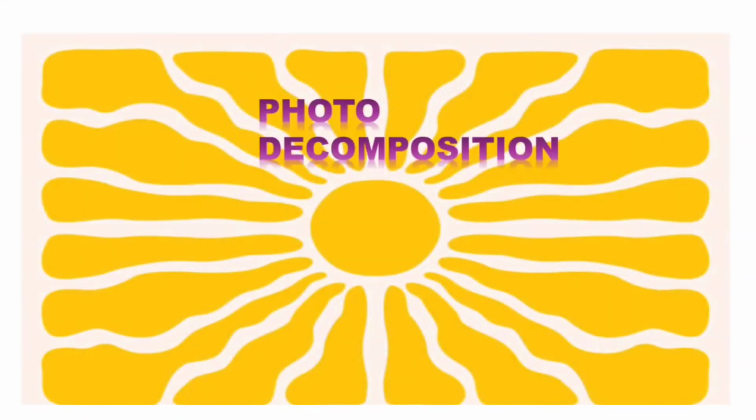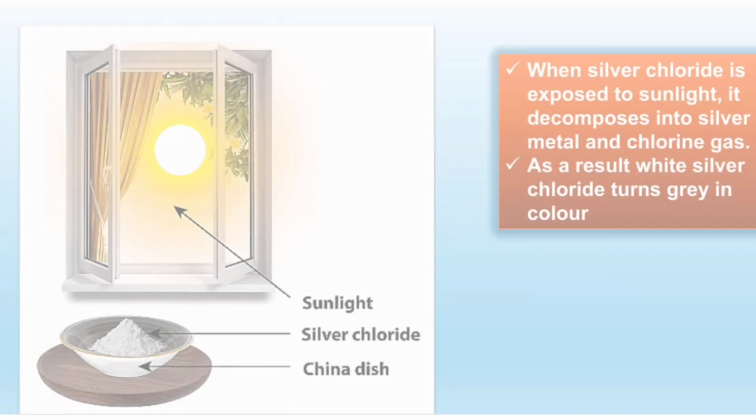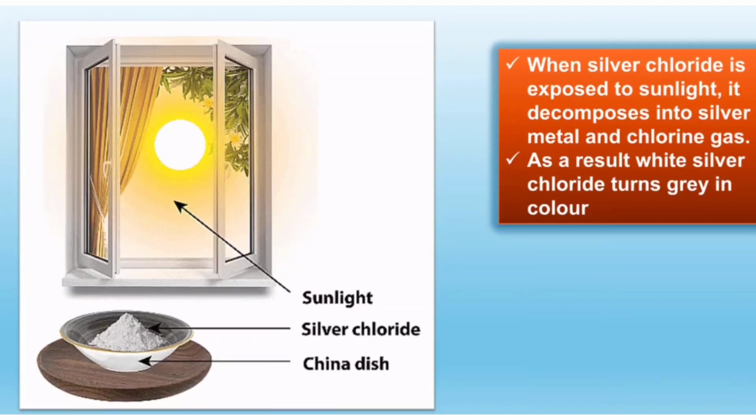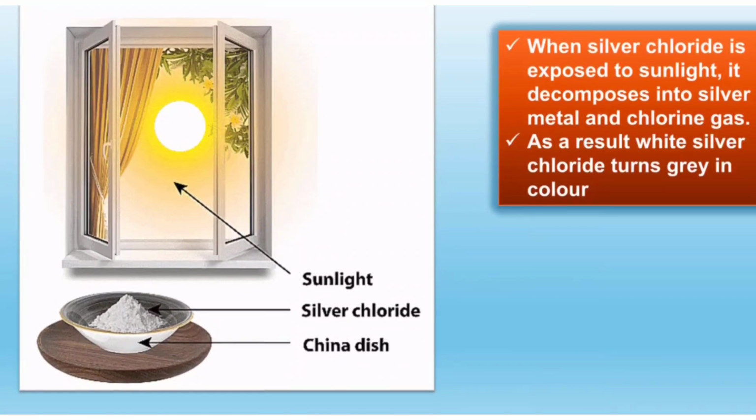This type of decomposition is photo decomposition. Photo decomposition means decomposition in the presence of sunlight. Next we can do an activity. We can keep silver chloride in the presence of sunlight.